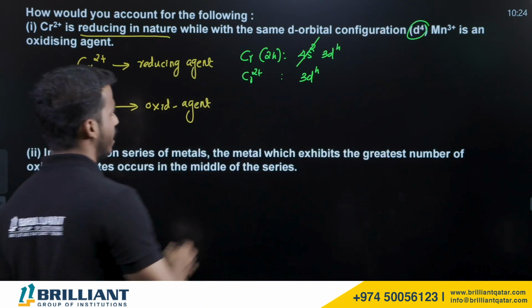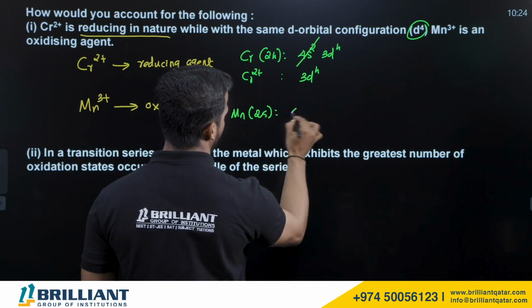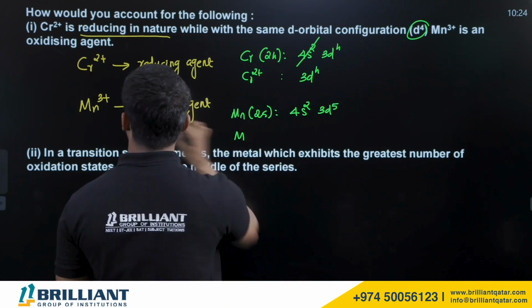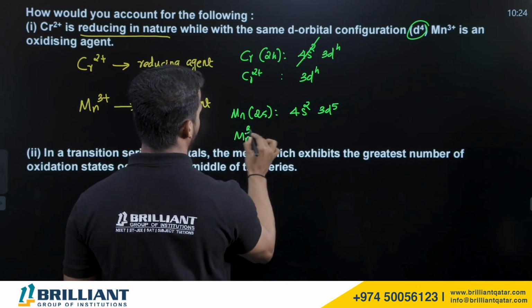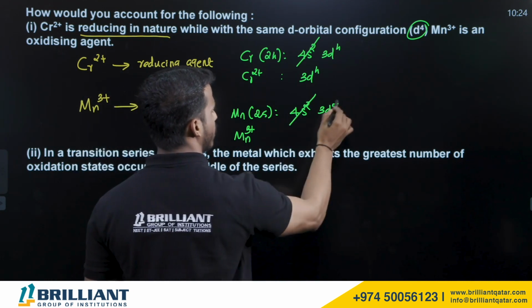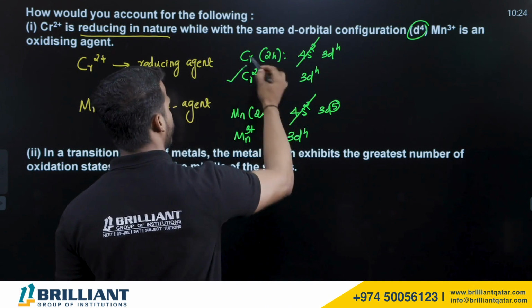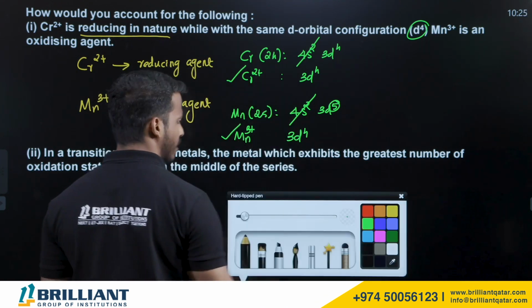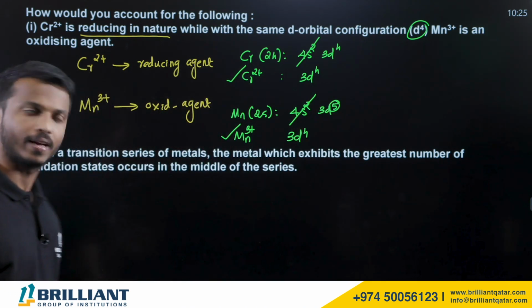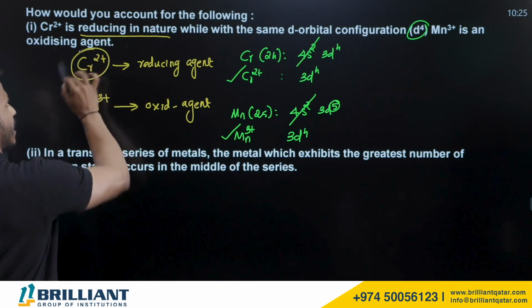What about manganese? Manganese atomic number is 25, so the configuration is 4s2 3d5. What about Mn3+? Mn3+ means it has to lose 3 electrons, 2 electrons from 4s, 1 electron from 3d, remaining is 3d4. Yes, both Cr2+ and Mn3+ have the same configuration, d4. And the question: why does chromium 2+ act as a reducing agent?